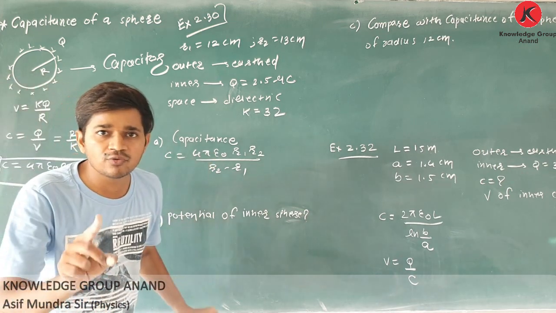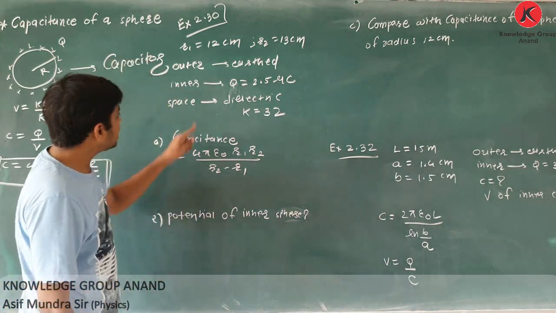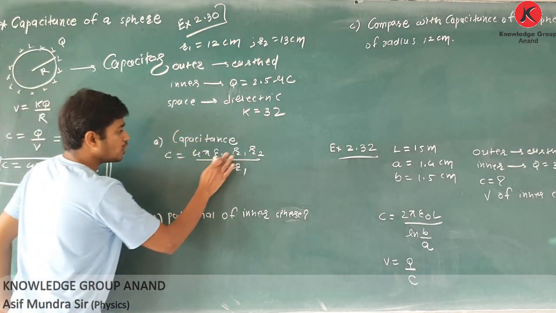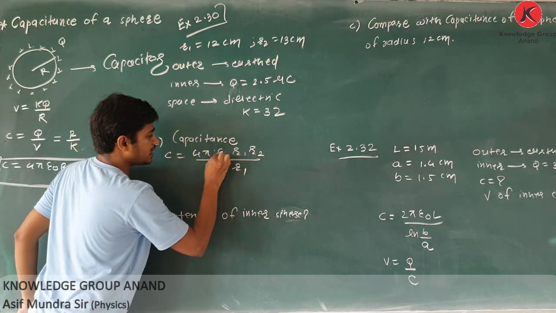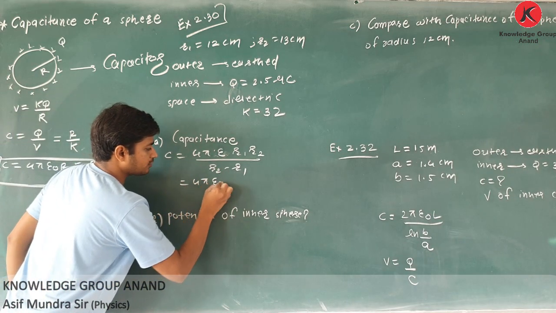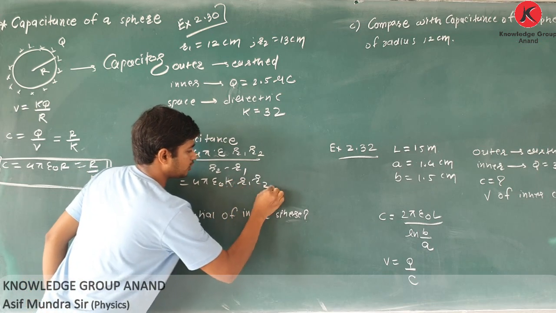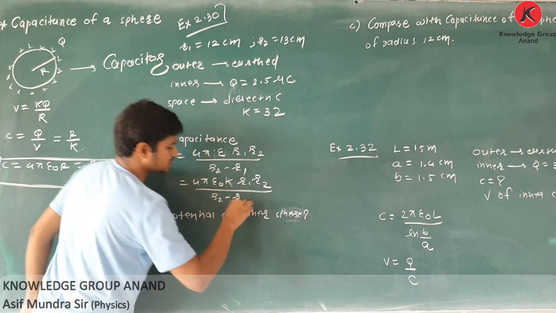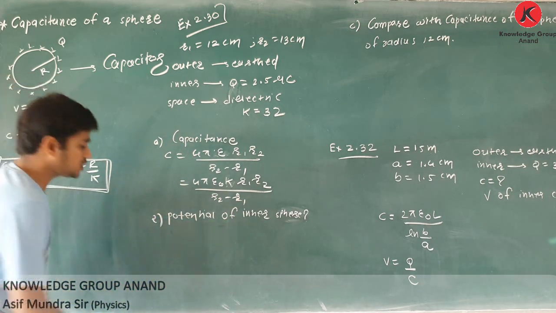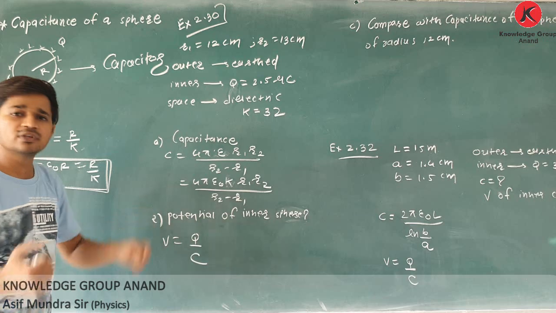Epsilon 0 is used when the medium between them is air. Here the medium between the two spheres is a dielectric with dielectric constant 32, so you have to replace epsilon 0 by epsilon. Clear? It is 4 pi epsilon 0 epsilon r, so you can write it as 4 pi epsilon 0 K R1 R2 upon R2 minus R1. Potential of the inner sphere: how to find it? V is equal to Q upon C. Q is given, and C you will find from the first question.